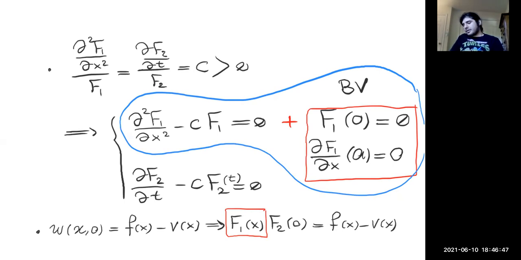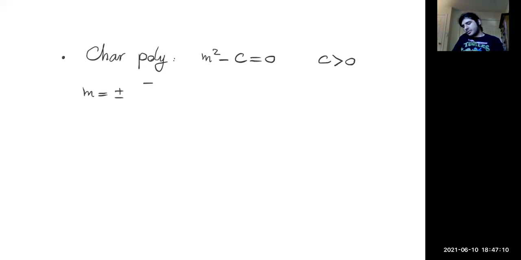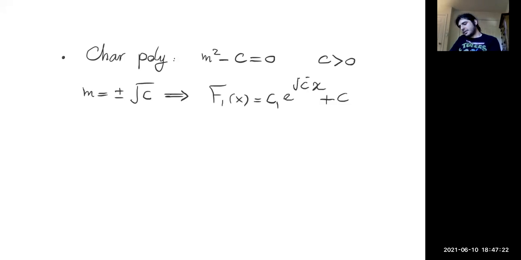So this is a second order linear homogeneous equation. What we should do is to look at the characteristic polynomial. So the characteristic equation would be m squared minus c is equal to 0, where c is positive. So m would be plus minus the square root of c. So in this case, the solution is equal to a constant, let's show that with c1, e to the square root of c x plus another constant, e to the minus the square root of c x. And then let's check. This thing should satisfy the boundary value condition.